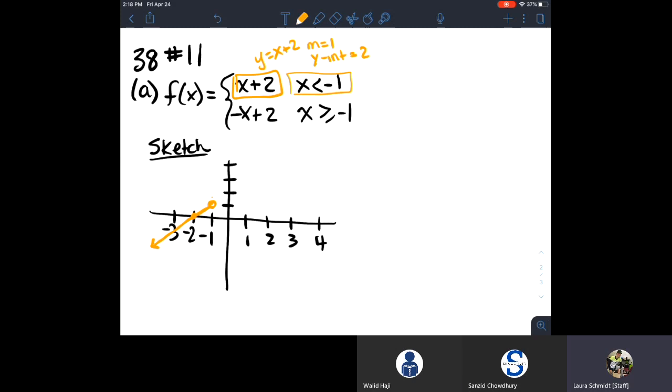And I'm going to put an open circle here because it says less than, it doesn't say less than or equal to. So I'm putting an open circle indicating that my graph doesn't actually touch negative 1.